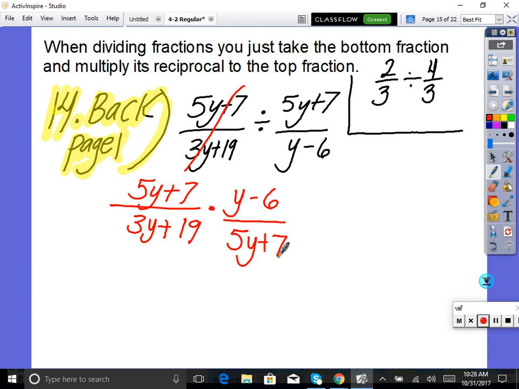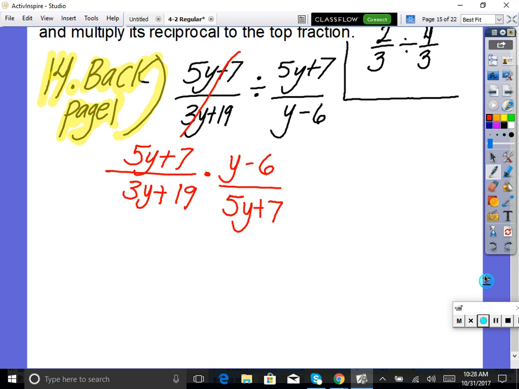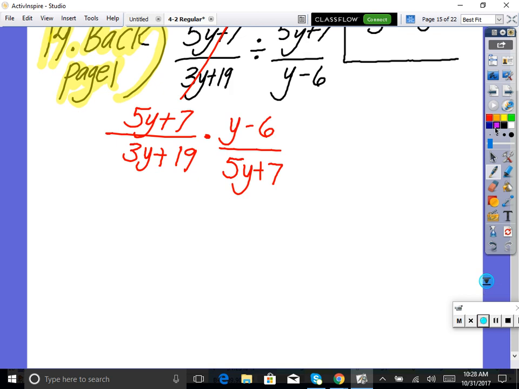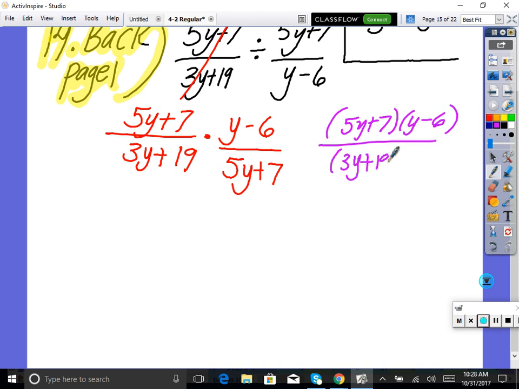Okay, don't forget that saying. Okay, now let's simplify it. So we know when multiplying fractions, we multiply straight across. We have 5y plus 7 times y minus 6 all over 3y plus 19 divided by 5y plus 7. Now you'll say, okay, I need to factor this out.